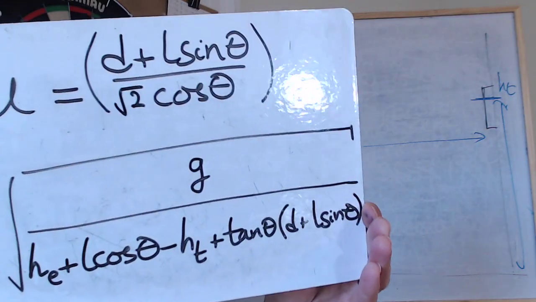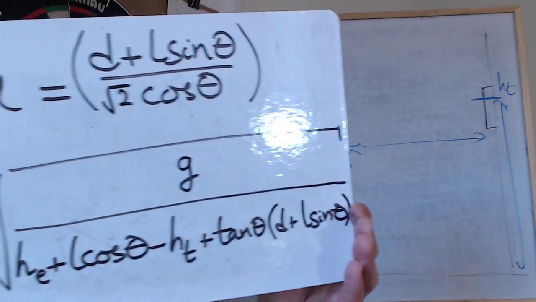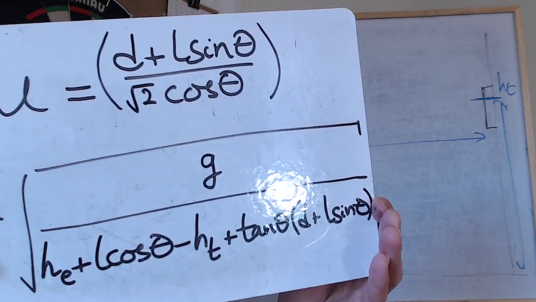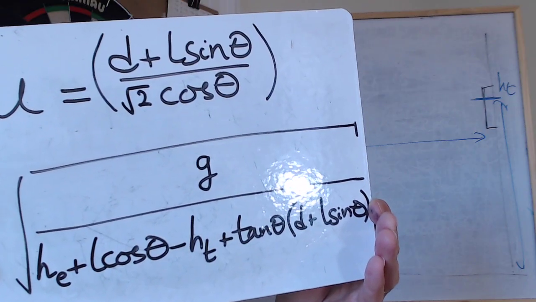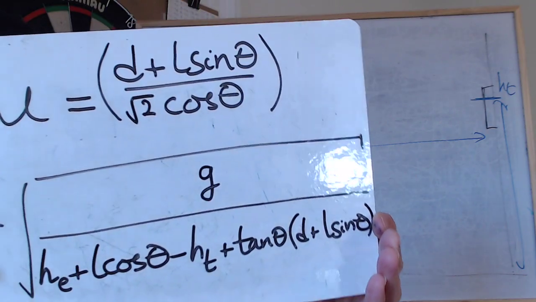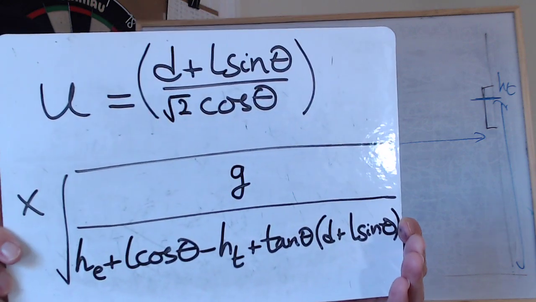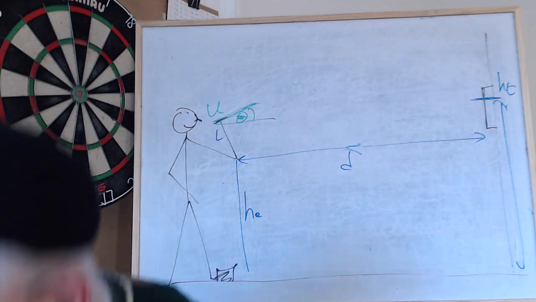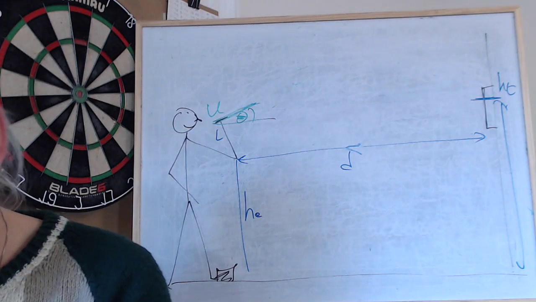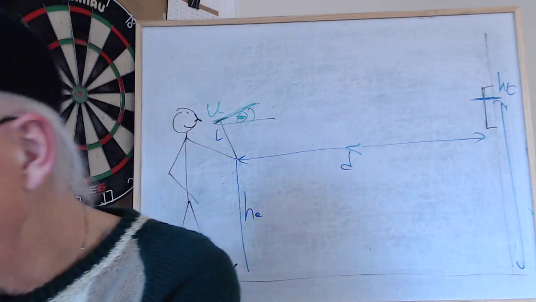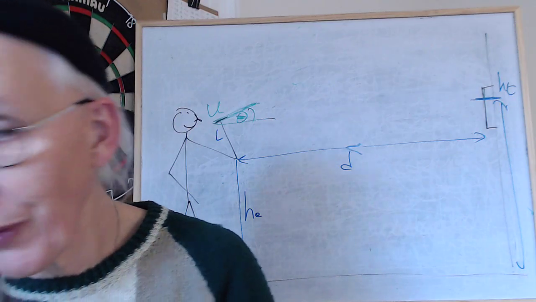So that's the result in terms of all the things that we like. You know, D is the distance between the elbow and the board, L is the forearm, HE is the height of the elbow, HT is the height of the target, G is acceleration due to gravity, theta is the angle of release, and U is the speed. That's the formula. And if you plot that formula, so I've taken my measurements for my favorite stance, and here's that curve that I talked about.